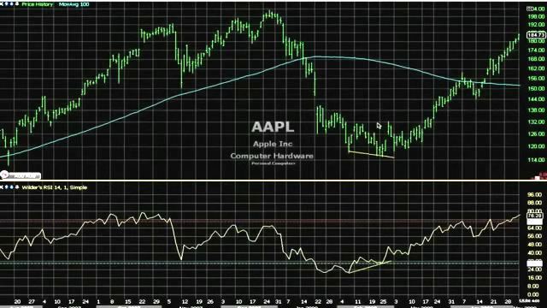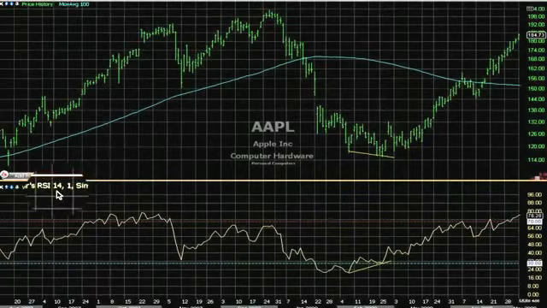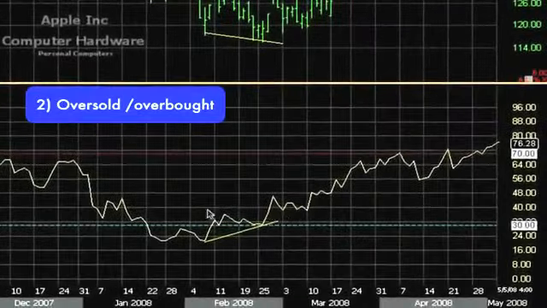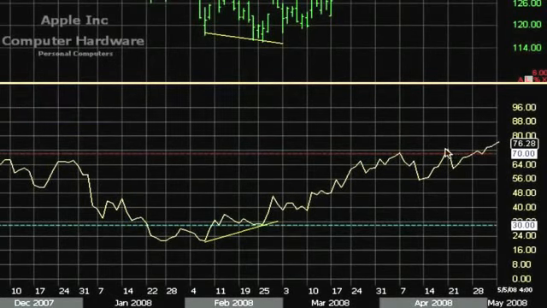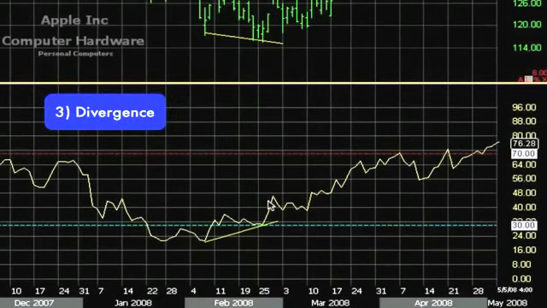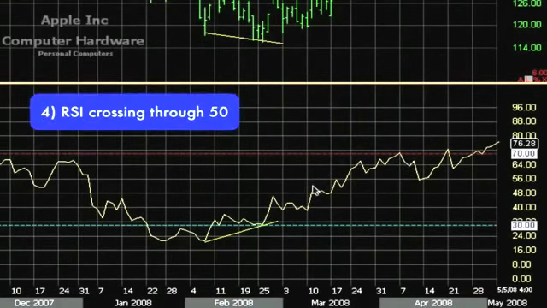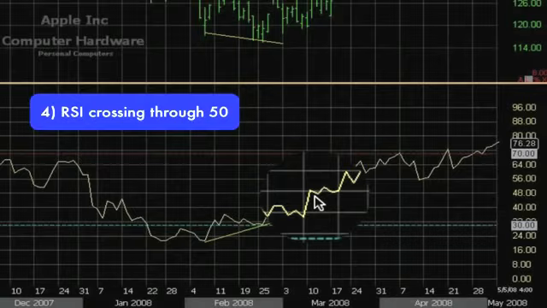And because I don't need an intact uptrend to trade this RSI signal, I'm using the default setting of 14. So second, I then look for my oversold or overbought levels. And third, because I've added divergence to this trade, I only have one signal here, and that's this signal. There's no divergence over here. And fourth, the cross of 50 happening here is my entry signal.